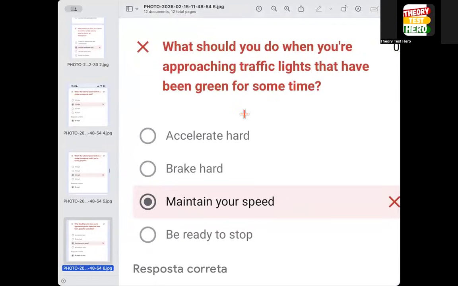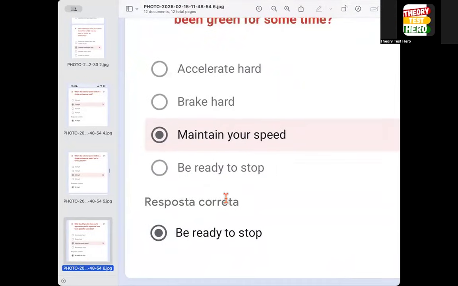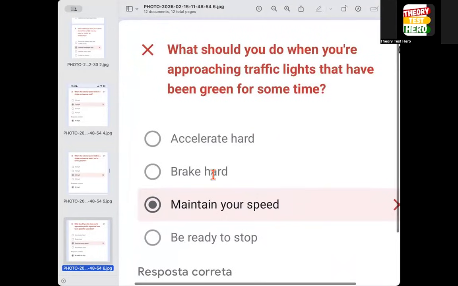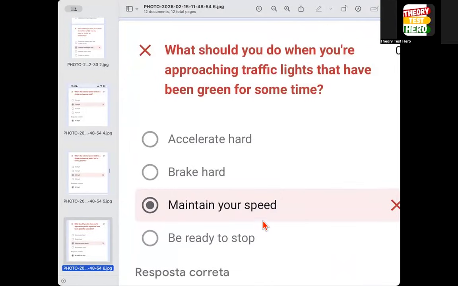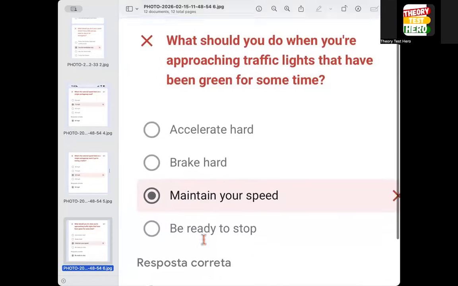What should you do when you're approaching traffic lights that have been green for some time? Okay, so lots of you are saying D. The person that sent this in, thank you. They chose maintain your speed, but D is the correct answer, yeah? Be ready to stop. Because if it's been green for some time, what does it mean? What could happen next? Yeah. It could change to red soon, isn't it? So that's why you want to be getting ready to stop if it's been green for a long time. Okay.